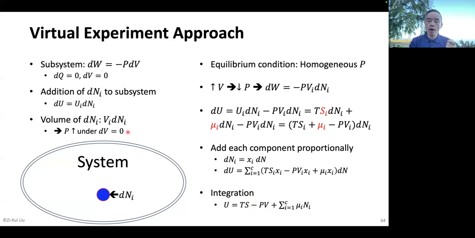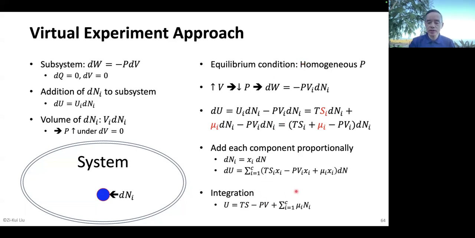But this time, we only consider one independent exchange between the subsystem and the rest of the system, which is N_i. Then we added the individual components one at a time and put them together, and we get the equation. During this process, to maintain equilibrium, the subsystem does some work to its surroundings, which is the rest of the system. So with this virtual experiment approach, I avoid the issue I had, which is that the three exchange processes must be independent.